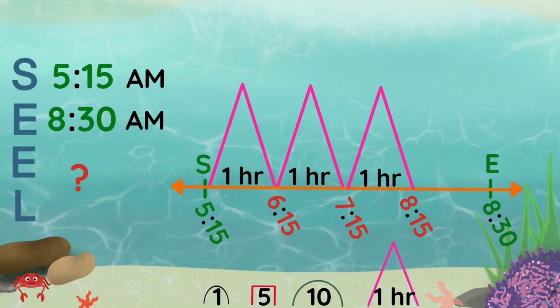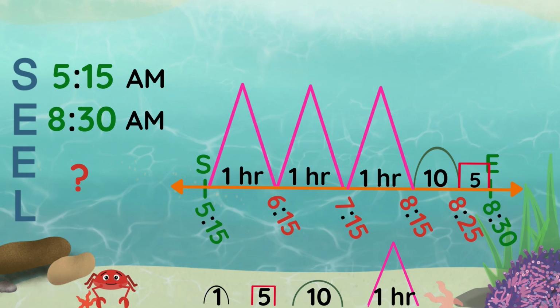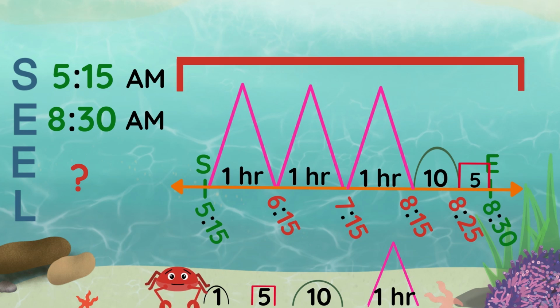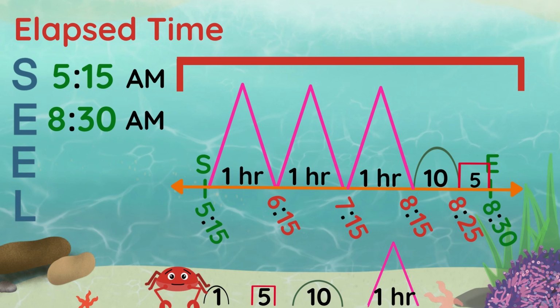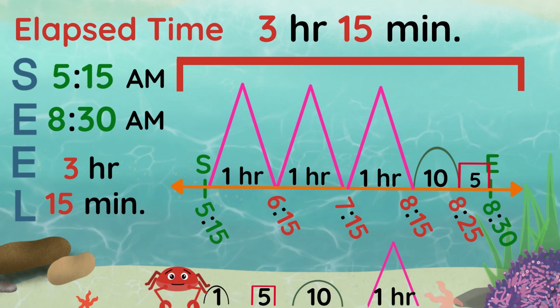Let's try a hill or a 10-minute hop. When I add 10 minutes, I get 8:25. Finally, I can use a rock to hop 5 minutes to 8:30. Now that I labeled each hop, I can add the mountains, hills, rocks, and pebbles together to get the time in between. The elapsed time is 3 hours and 15 minutes. Don't forget to label the hops as well as the new times below.